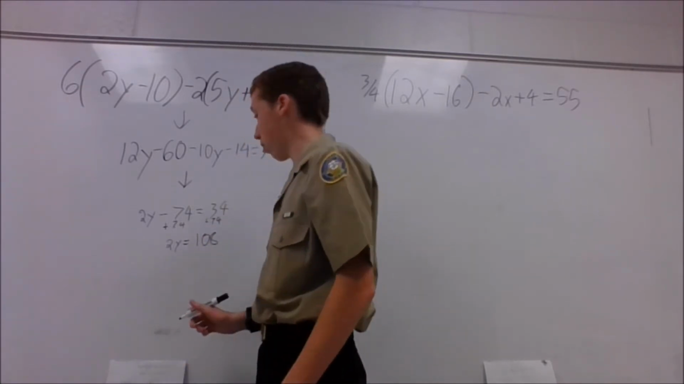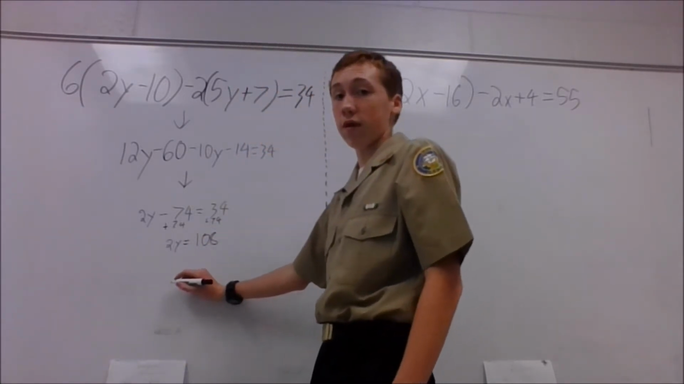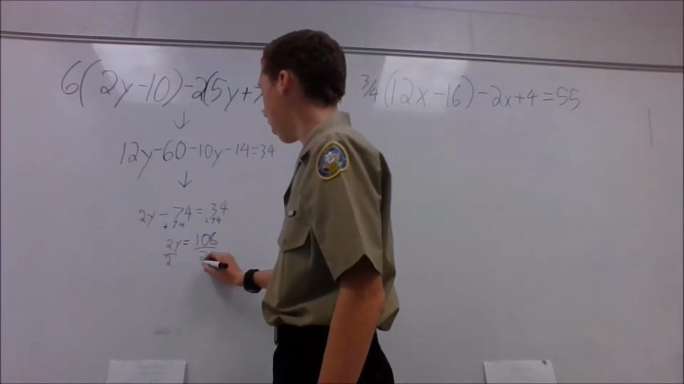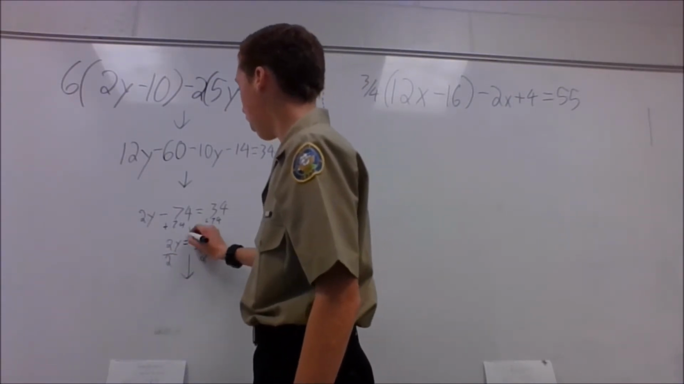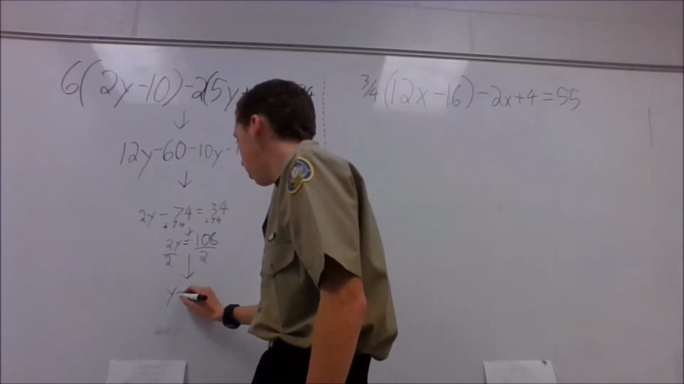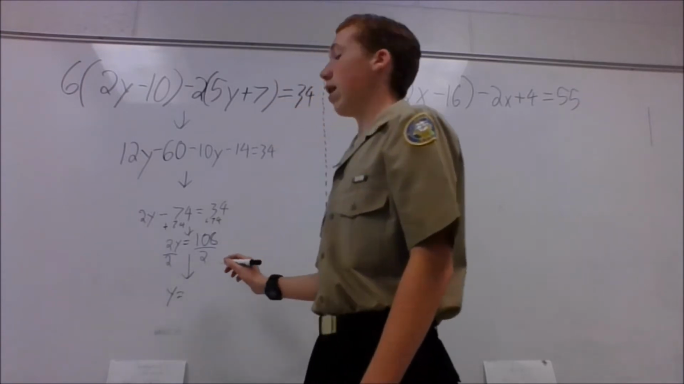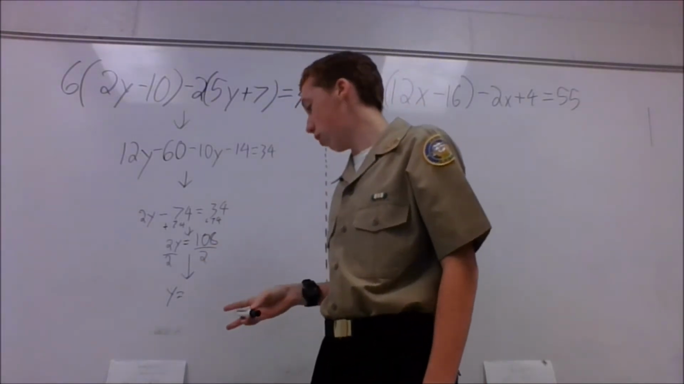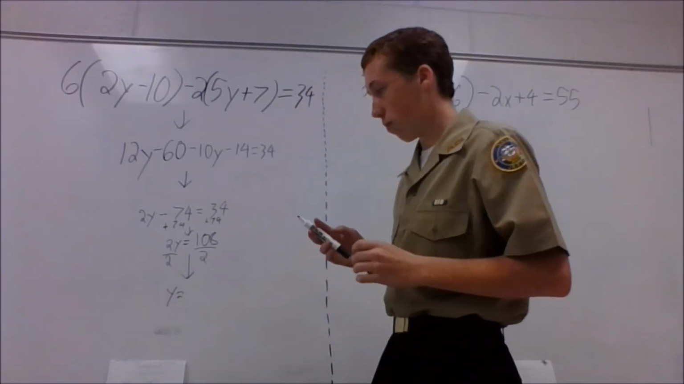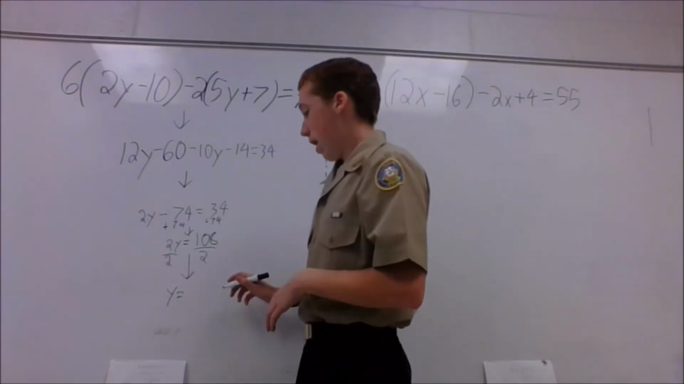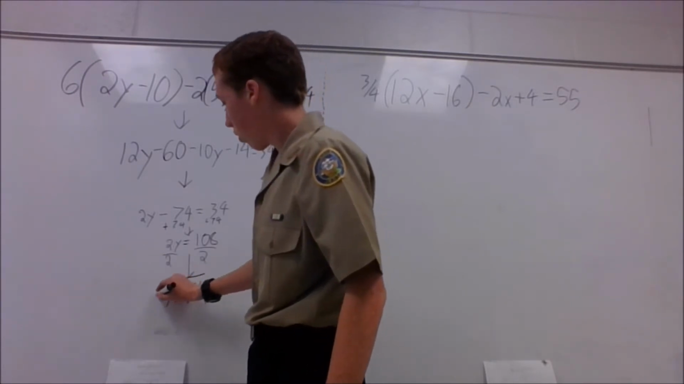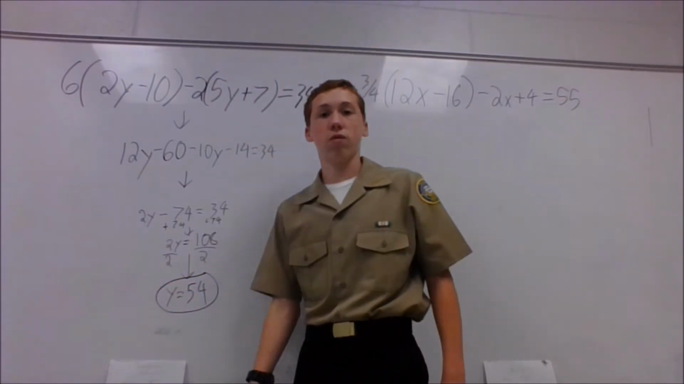108. Big number. So now that we have a one-step equation, what we're going to do: divide by 2, divide by 2. Draw our arrows. Y equals whatever 108 divided by 2 is. I'll go ahead and give you a second to put that in your calculator. And the answer is going to be 54. That's your answer.